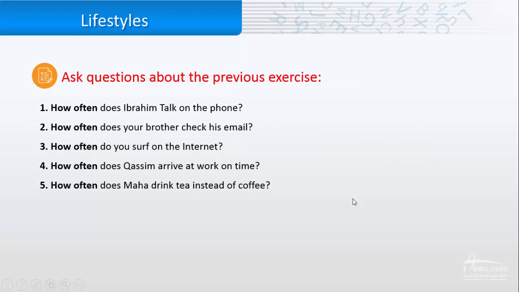Now I want you to ask questions by using how often from the previous exercise. For example, number 1, how often does Ibrahim talk on the phone? How often does your brother check his email? How often do you surf on the internet? How often does Qasim arrive at work on time? And how often does Maha drink tea instead of coffee?